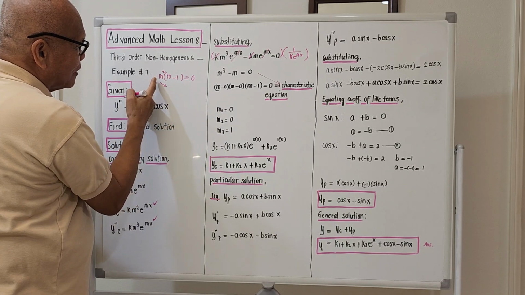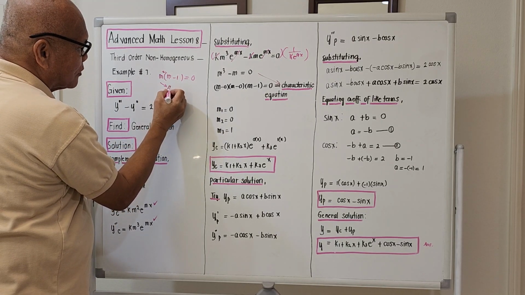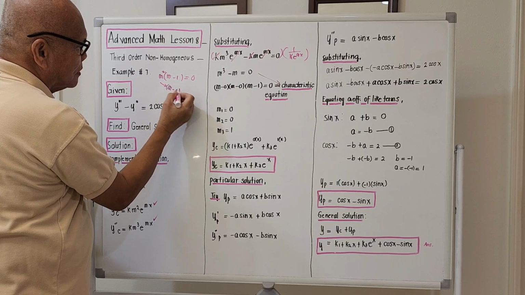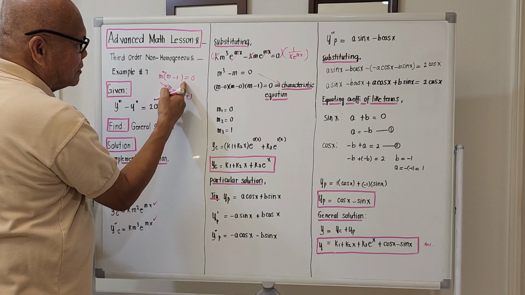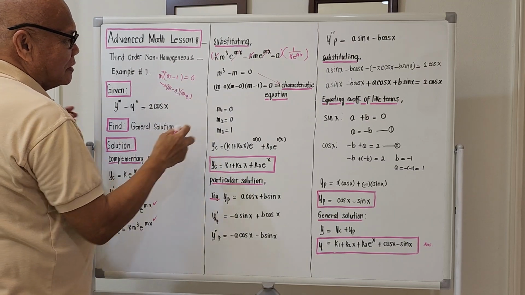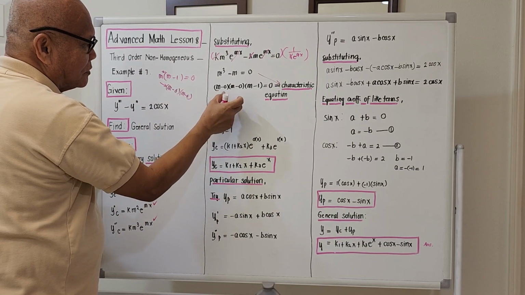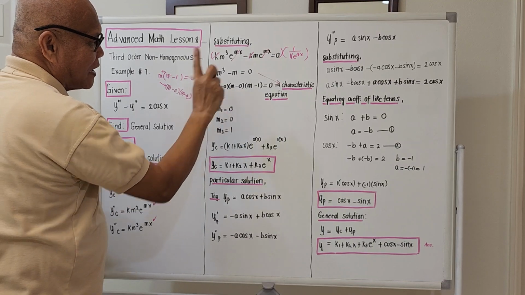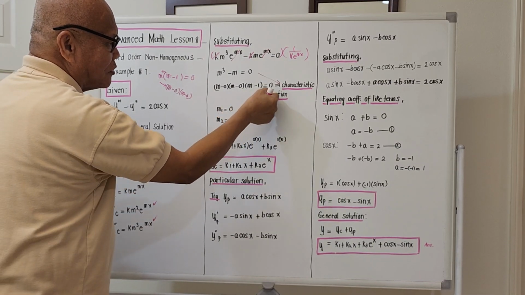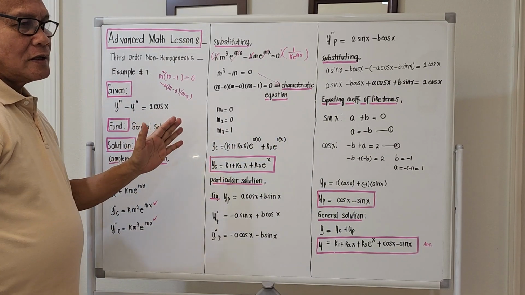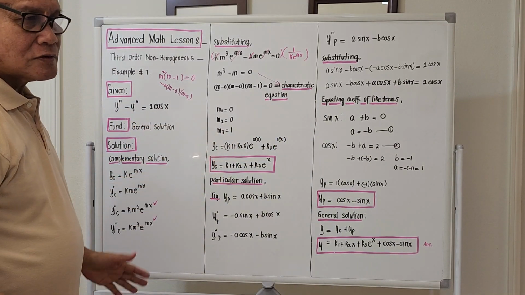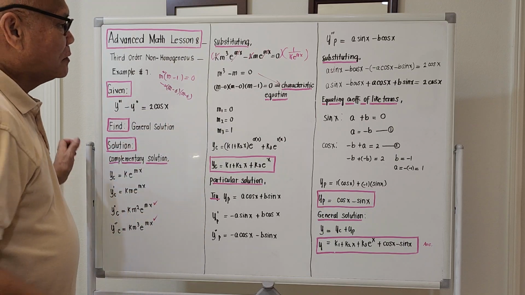Then we will place the value m squared as simply the product of m minus 0 times m minus 0 times this quantity here. So I place it here. The quantity m minus 0 times the quantity m minus 0 times the quantity m minus 1, and this should be equal to 0, the characteristic equation. Then to compute for the possible roots, equate its factors to 0.